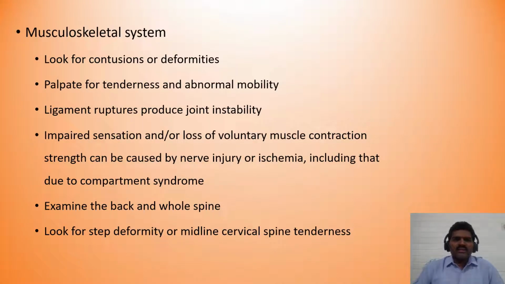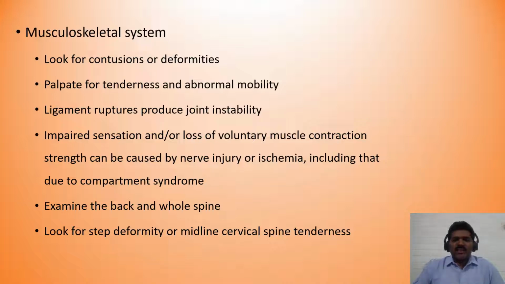Musculoskeletal system, look for contusions or deformities, palpate for tenderness and abnormal mobility. Ligament ruptures produce joint instability. Impaired sensation and loss of the voluntary muscle contraction strength can be caused by nerve injury or muscle ischemia, including that due to compartment syndrome.